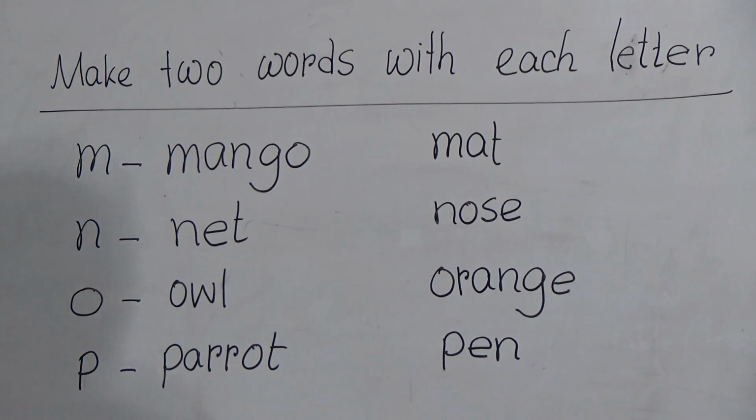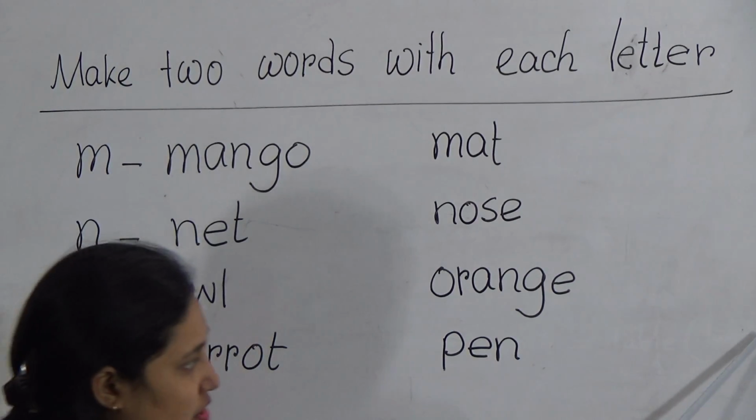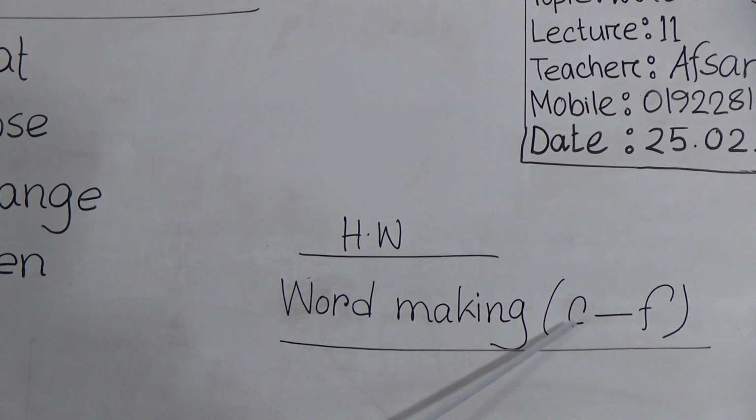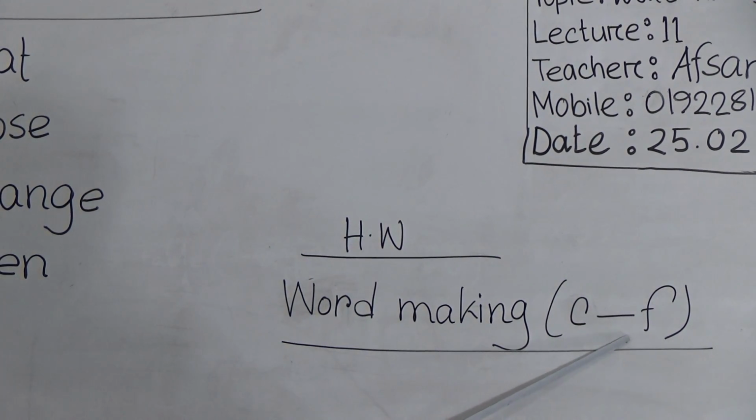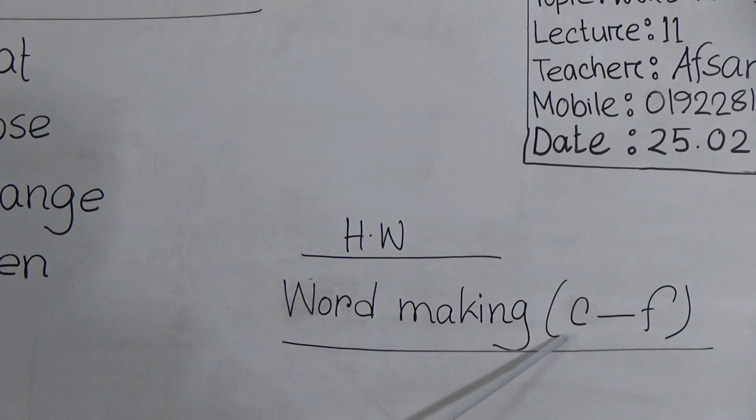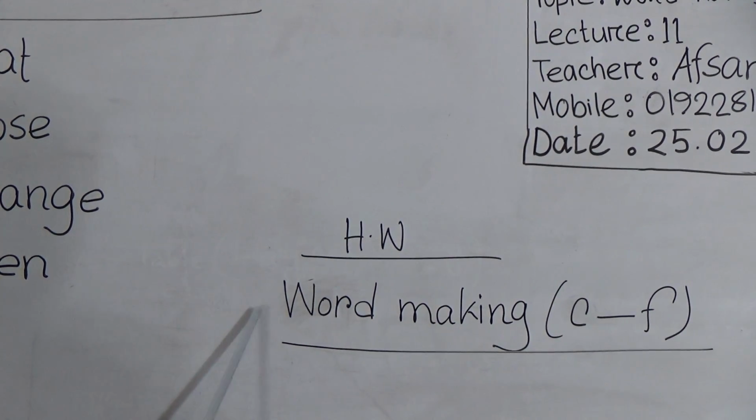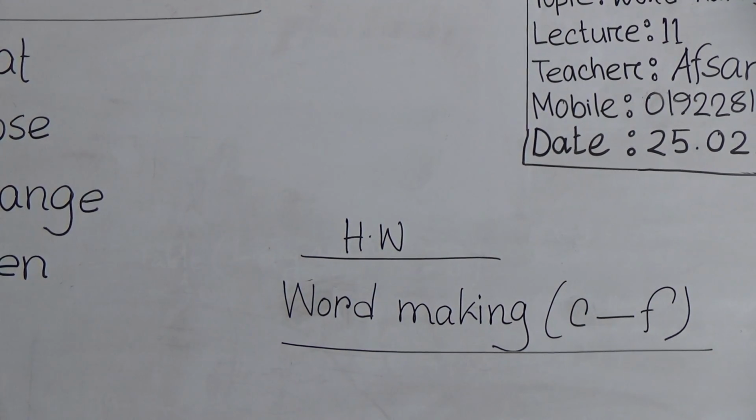And students, please look at the board. This is our homework topic. Our homework will be word making from C to F. That means you have to make two words with these letters C, D, E, F. So this is your homework, that word making from C to F, and you must submit this on Saturday.